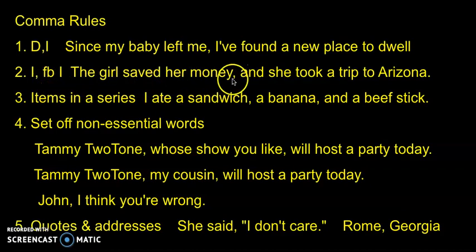The girl saved her money. She took a trip to Arizona, connected by comma and. When you do have that "and," for, and, nor, but, or, yet, so in the middle of the sentence connecting two independent clauses, you do have a comma there. This next one is a common one. Items in a series. I ate this, this, and this, and you separate them by commas.